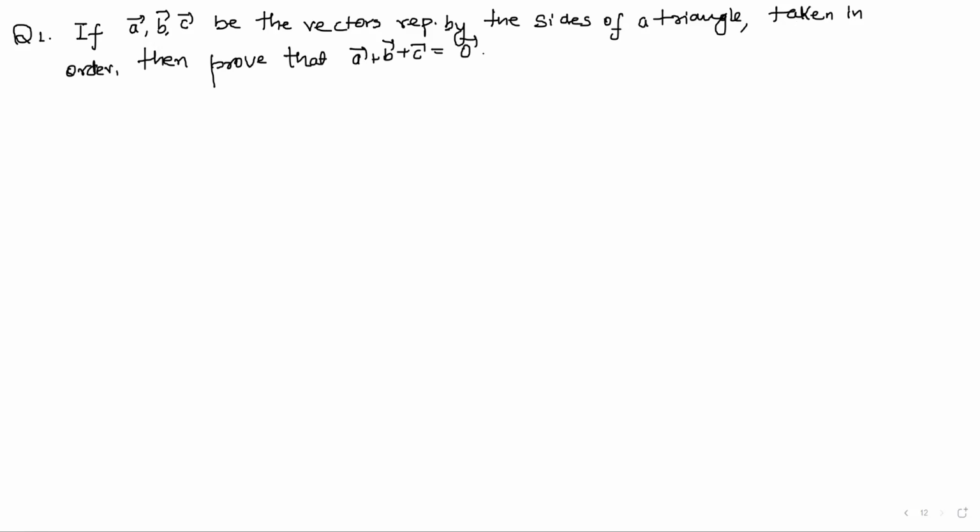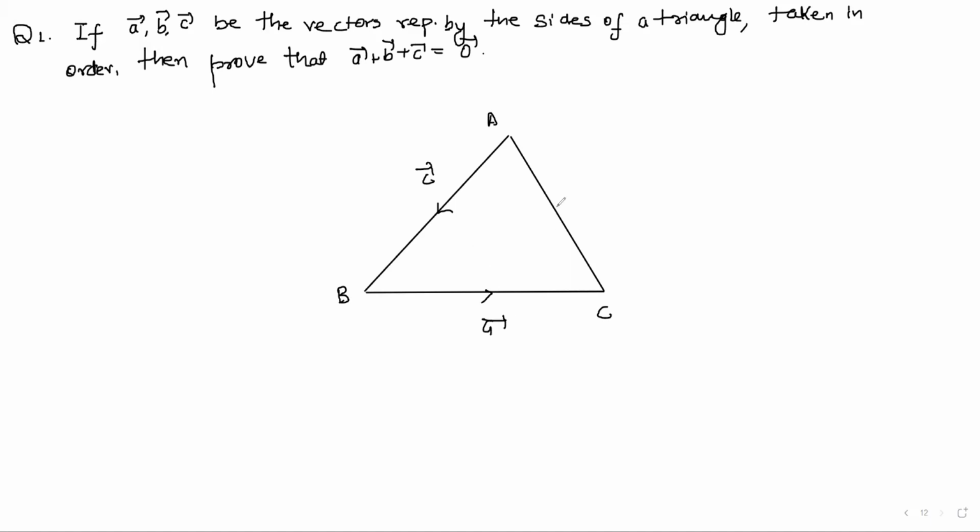Okay, so what does this mean? We have a triangle like this. This is point A, this is B, this is C. So let this be C, let this be A, let this be B. So you need to prove A plus B plus C is equal to null vector. Please use the law of vector addition and prove it.